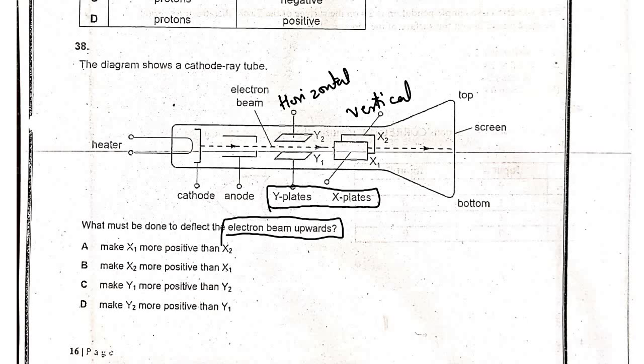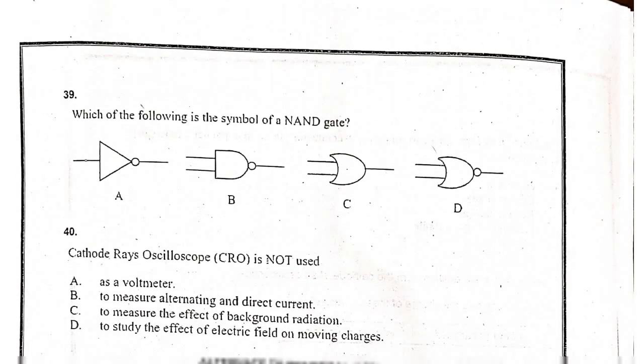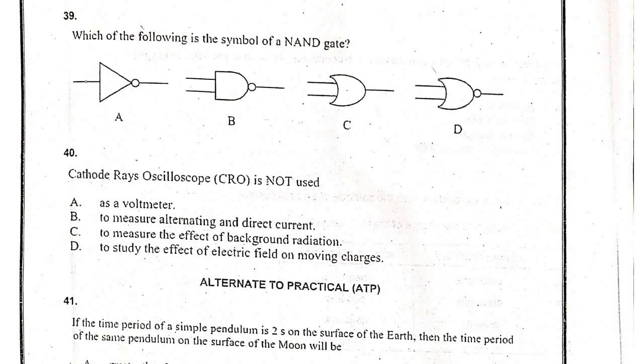So we know that cathode rays carry the negative charge, and if we make Y more positive as compared to Y1, so these cathode rays will deflect in the upward direction. So option D will be the right answer. Then we have question number 39. We have to identify the NAND gate. So this is NOT, this is OR, this is NAND. So the correct answer is option B.